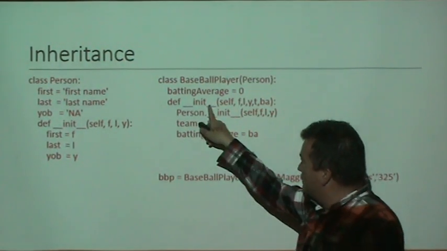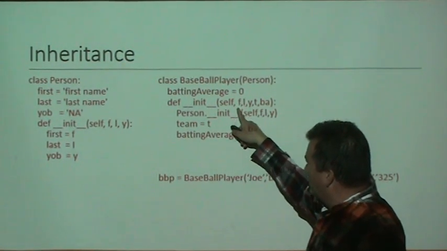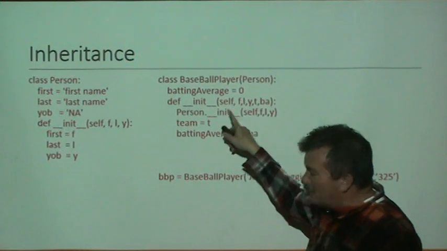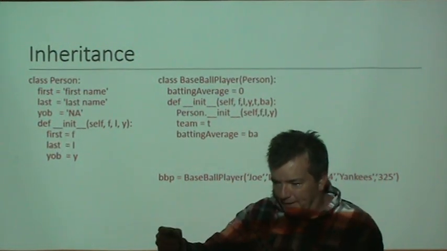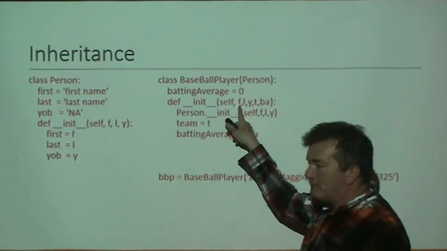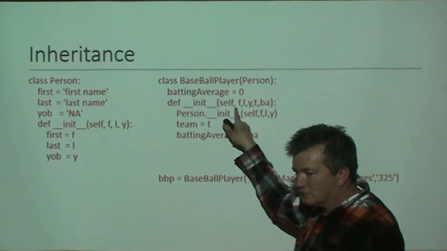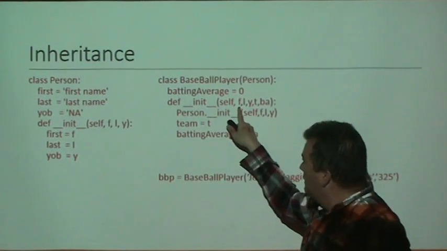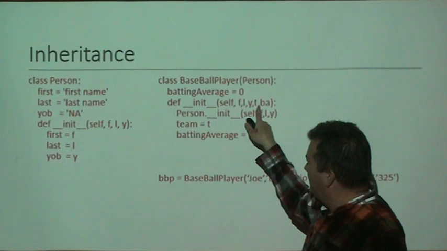So when this init function runs, we have parameters, and the parameters are the self, the object that we're creating, and then all the input parameters that came into this method, not a function, method, because it's inside a class: first name, last name, year of birth, team, batting average.